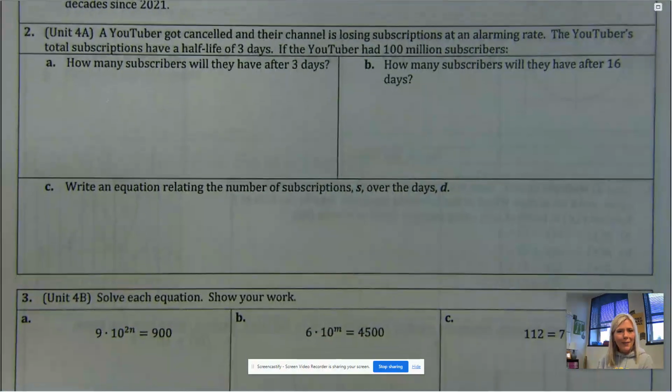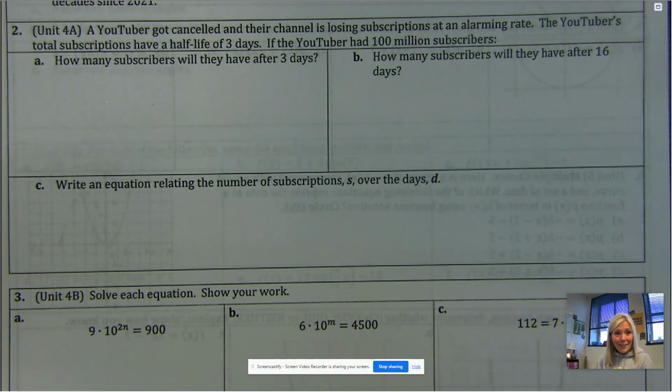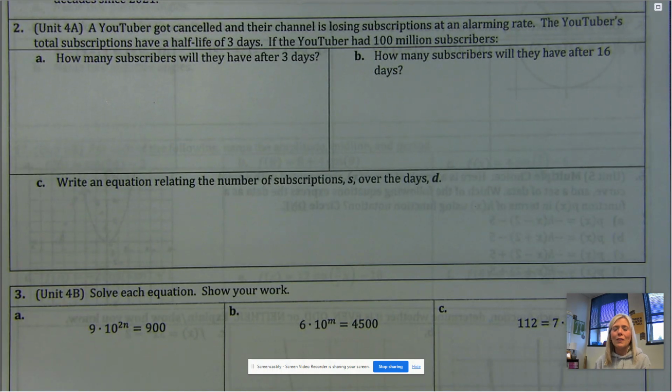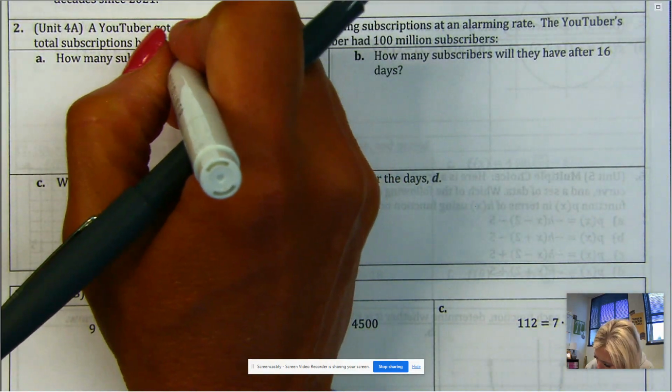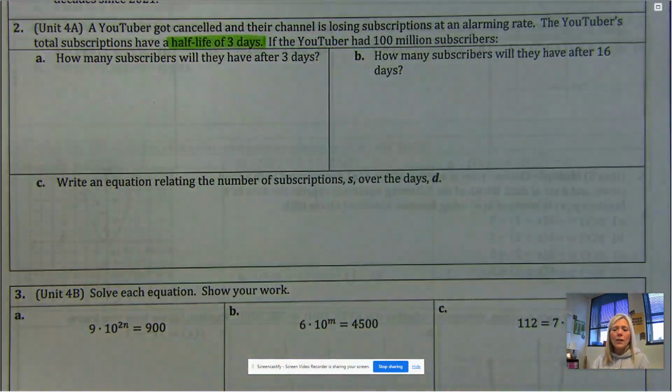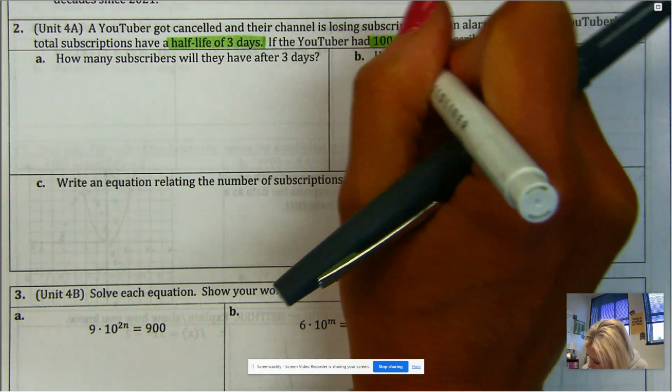Oh, now we're going to look at a YouTuber who's got canceled and their channel is losing subscriptions. Oh my goodness, at an alarming rate. The YouTuber's total subscriptions have a half-life of 3 days. Oh, half-life. Whenever you see that half-life, think to yourself, I am going to use 1/2 or 0.5 as the base of the exponent, because that's what a half-life is. Okay, so we know the half-life is 3 days, and then the YouTuber initially had 100 million subscribers. So initial amount is 100 million.